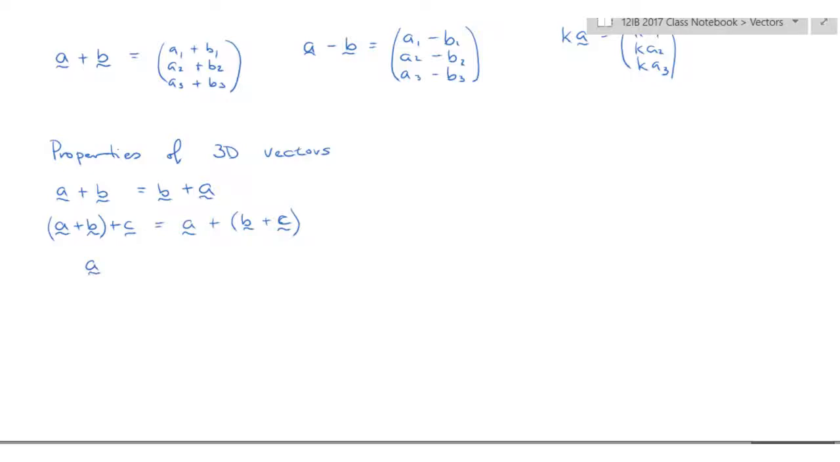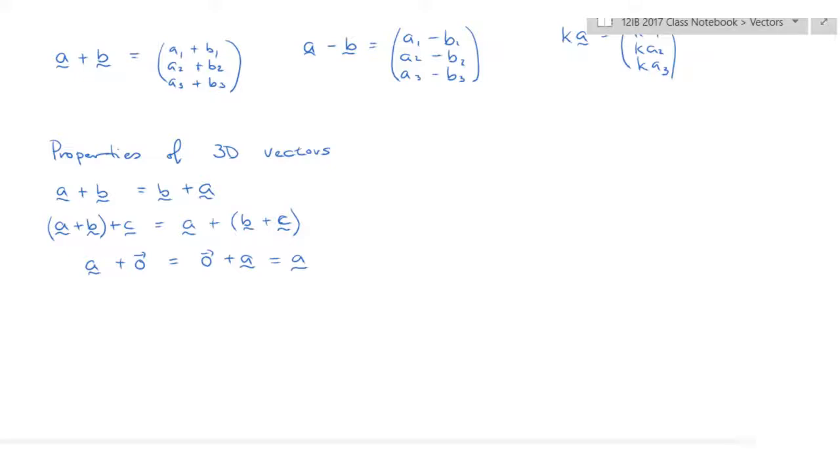And if you have vector a and you add on the 0 vector, then that's the same as the 0 vector added onto the vector a. Either way, it's just vector a. You're just adding nothing onto it.